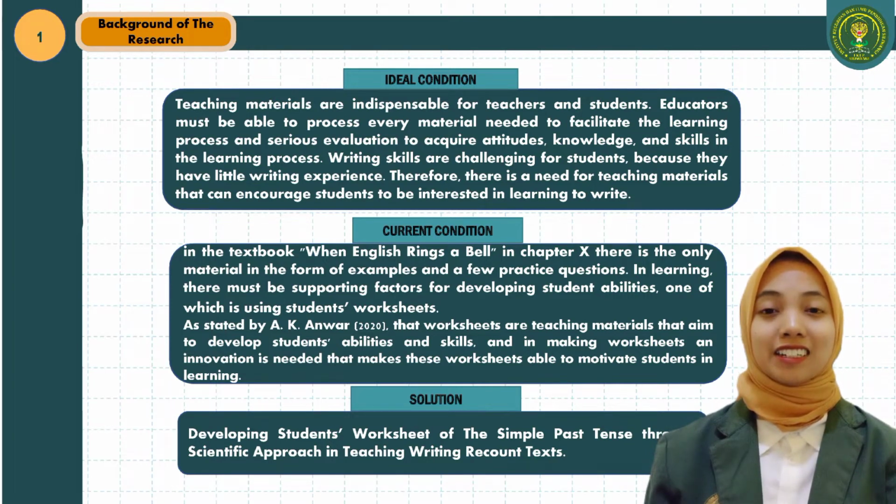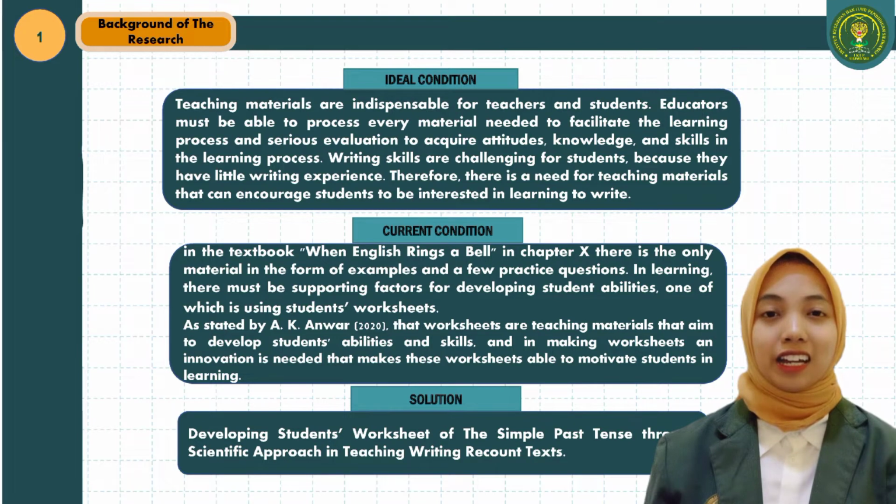But for the current condition, based on an interview with the English teacher, the teacher uses an English textbook. In the textbook, When English Rings a Bell, in chapter 10, the only material is in the form of examples and a few practice questions in learning. There must be a supporting factor for developing student abilities, one of which is using a student worksheet.